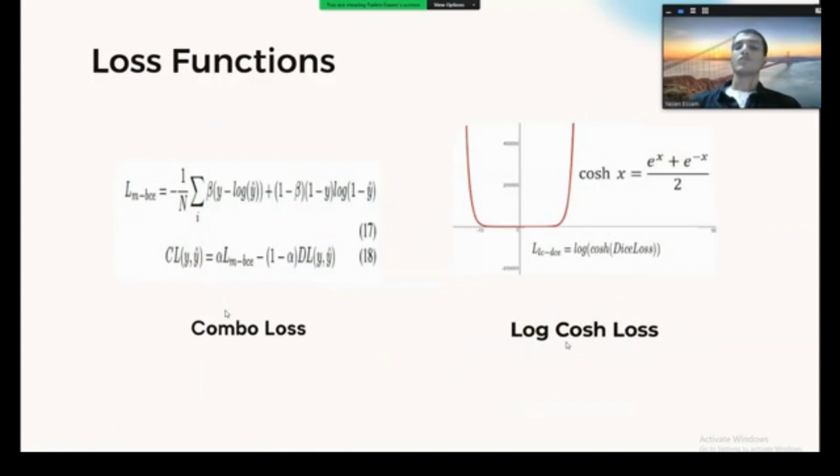For the loss function, we use the log-cosine dice loss because it has the advantage of addressing the non-convex nature of the dice loss. It helps us to smooth the loss curve. Also, comp loss is a cumulative loss function of dice loss and cross entropy.